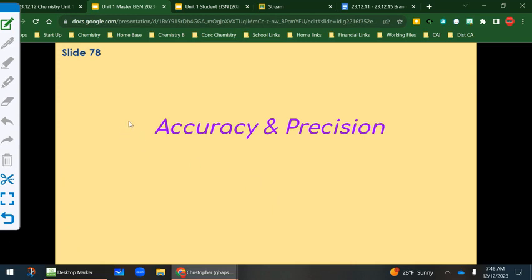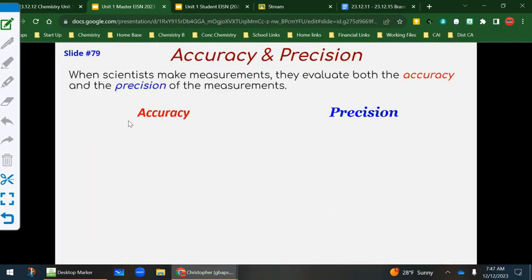Today, we're going to start talking about accuracy and precision. Now, please understand this. These are two different terms, two different ways of describing numbers. We can describe accuracy and we can describe precision. So we're going to try to differentiate this for you today, ladies and gentlemen. Okay? Now, in science, when we make measurements, scientists will evaluate both the accuracy and the precision of a measurement. So scientists will look at both, ladies and gentlemen.